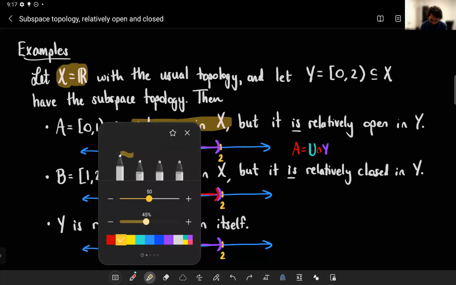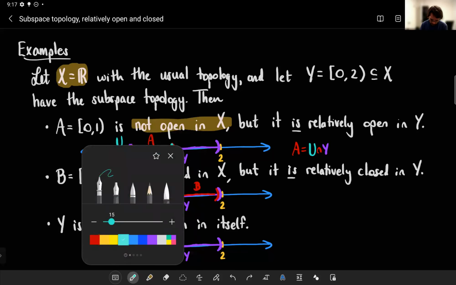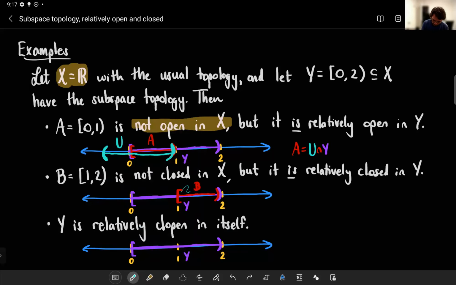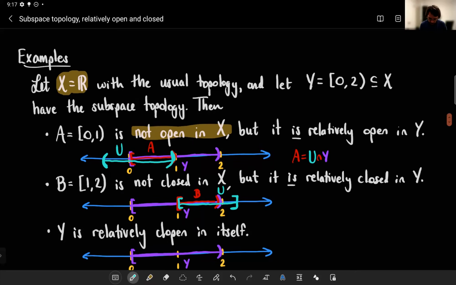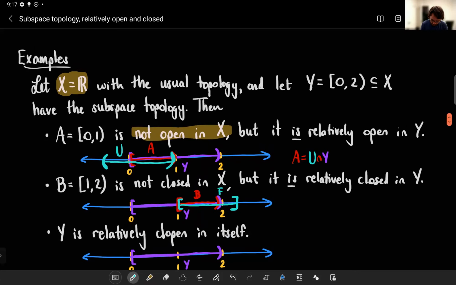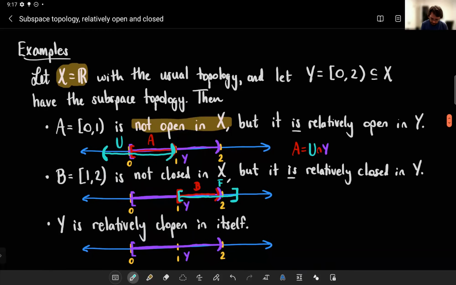The same logic being, it's the intersection of some closed set, and you can pick any old set, really, any old set that's larger than it. Maybe I'll call it F, because we like to use F for closed. There's our set F, and we know that B is equal to the intersection of F with Y.